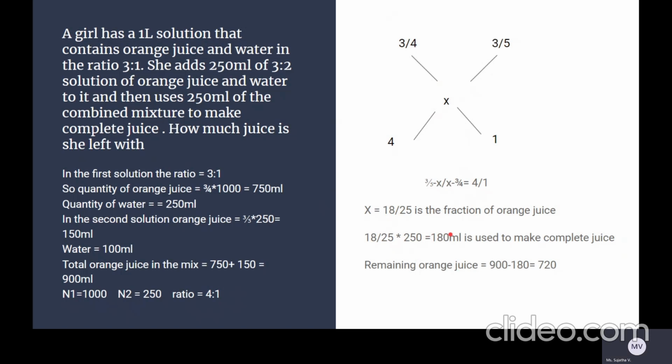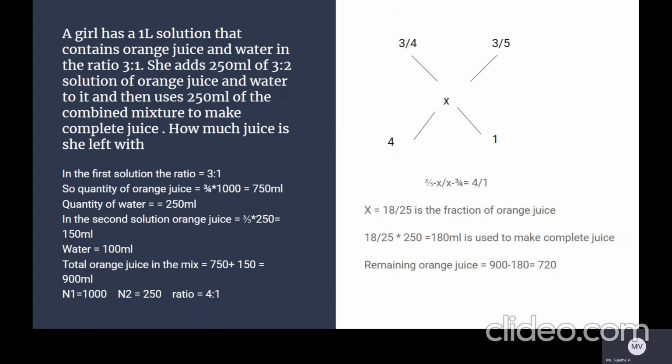And totally, how much orange juice was there? 750 plus 150, 900 ml was there, right? So from that you have to take off this 180 ml. I hope you understood this. There are a lot of steps and you have to connect all this, right? You have to connect the normal calculation with this alligation thing that we have applied, right?